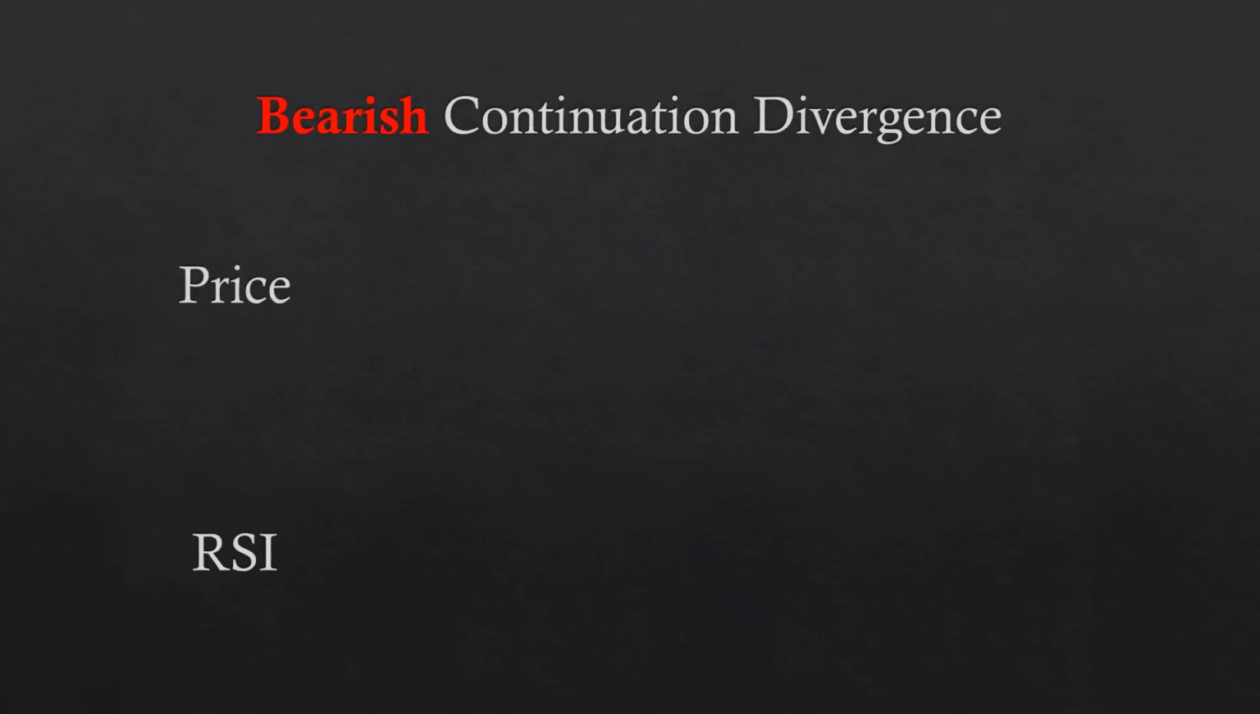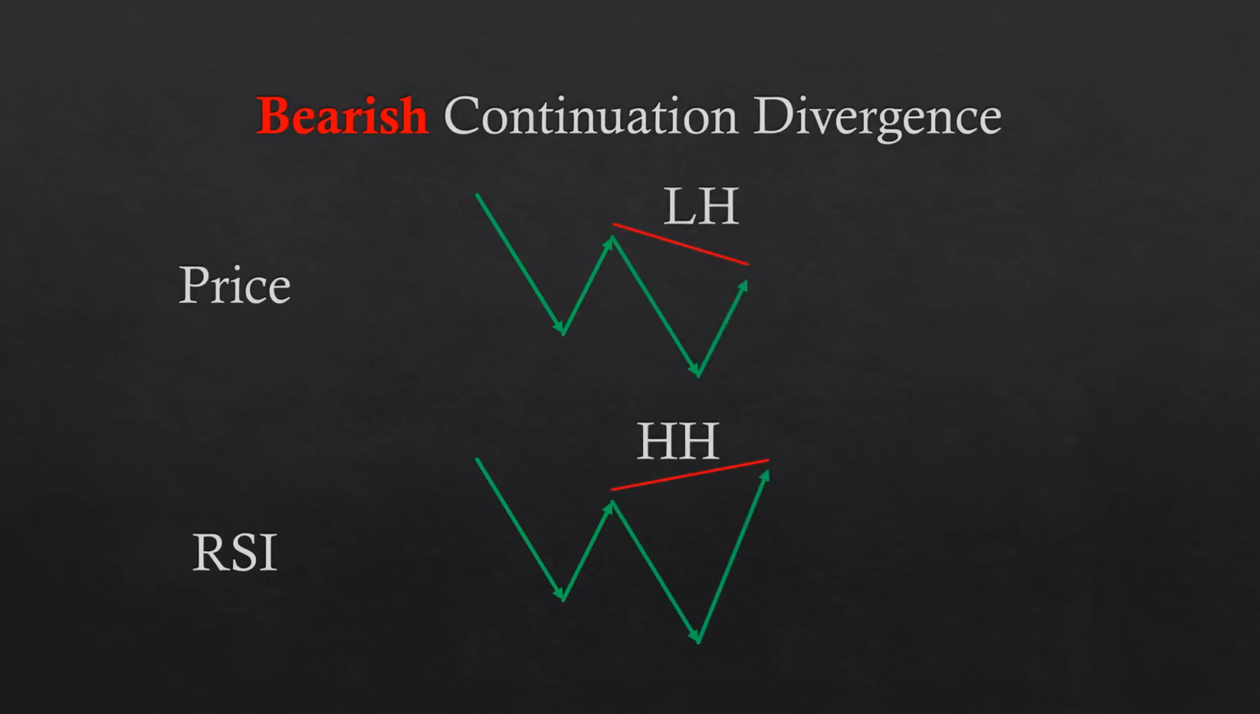The bearish continuation divergence happens when price is forming lower highs, but the momentum indicator is forming higher highs. That usually means that price is gaining strength and might continue to the downside. When looking for bearish continuation divergence, you just look at the highs and ignore the lows.